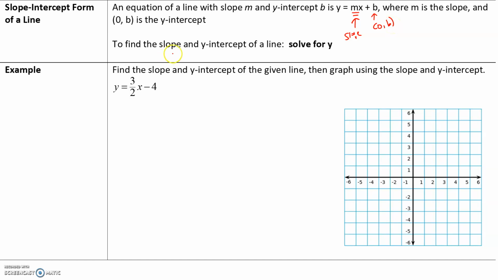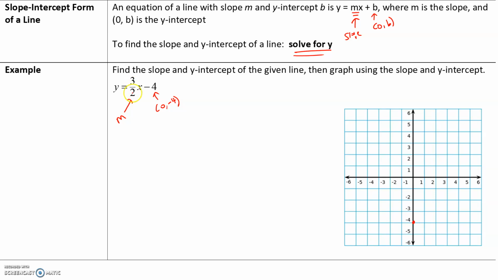So to find the slope and the y-intercept of a line, we always solve for y. Anytime the directions are find the slope of a line, graph the line, or find the y-intercept, we can always solve for y, and then this will give you the slope, and the point 0, -4 will be the y-intercept. And we can also use this to graph the line. So we need a starting point. Our starting point is our y-intercept, which is 0, -4.